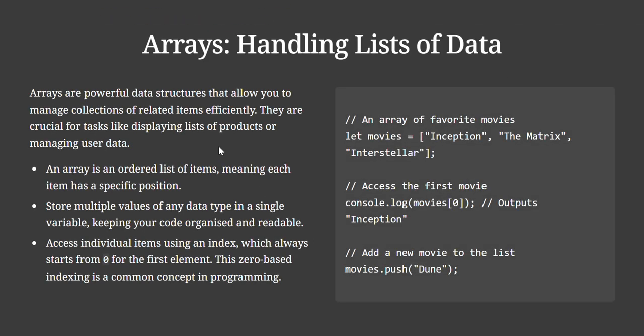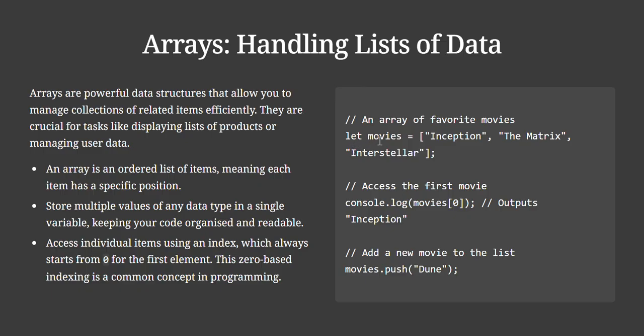Next, coming to arrays. Arrays are actually powerful data structures that allow you to manage collections of related items essentially. An array is an ordered list of items, meaning each item has a specific position. Usually an array stores multiple values of any data type in a single variable, keeping your code organized and readable. So let us look at a few examples of arrays.